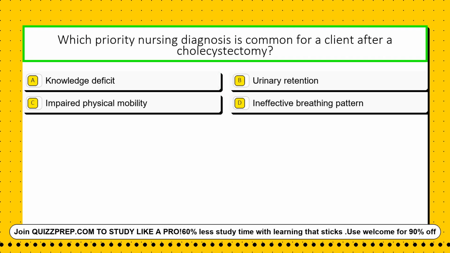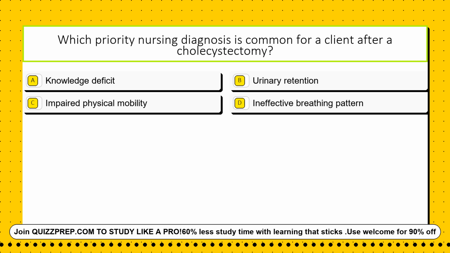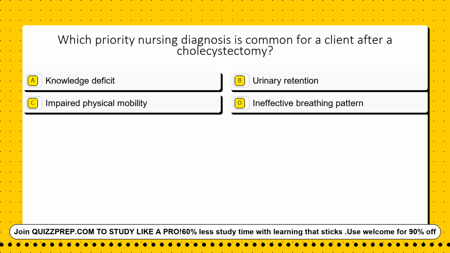Question 51. Which priority nursing diagnosis is common for a client after a cholecystectomy? Option A. Knowledge deficit. Option B. Urinary retention. Option C. Impaired physical mobility. Option D. Ineffective breathing pattern.